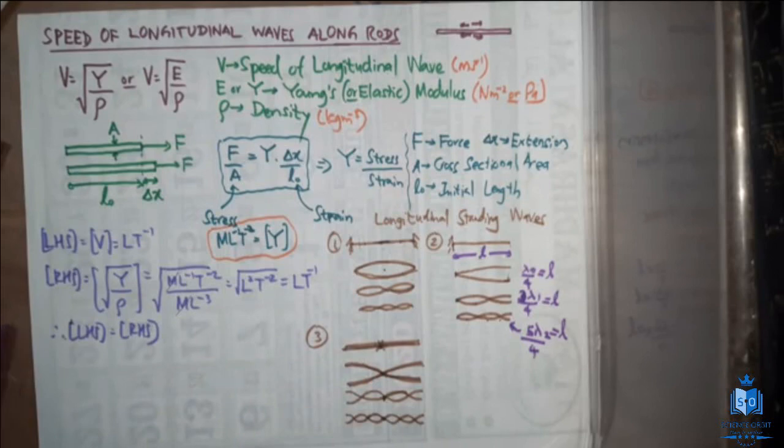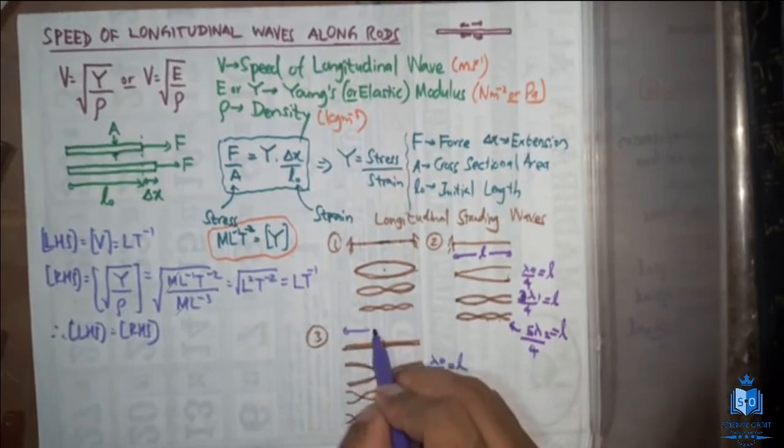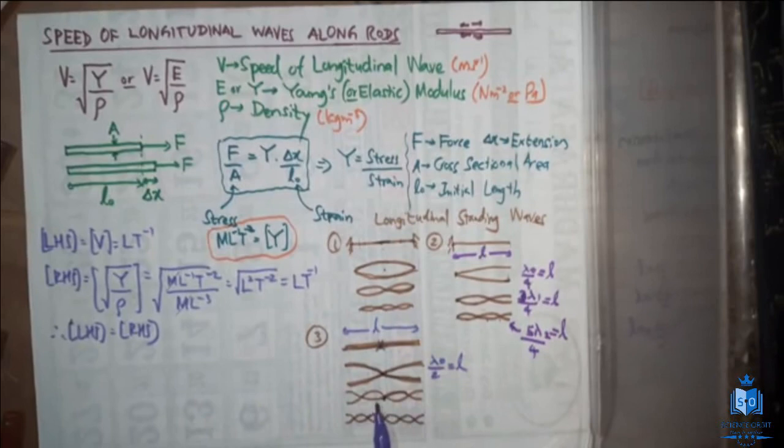Now here, what about this one? Quarter loop, when you consider both, it's half a loop. So there again, lambda naught by 2 is L, if you take the length of this as L. Here we have a half loop, a complete loop, 2 half loops, altogether 3 loops, means 3 lambda 1 by 2 equals L. Here we have 4 and a half, 5 loops, that means 5 lambda 2 by 2 equals L.